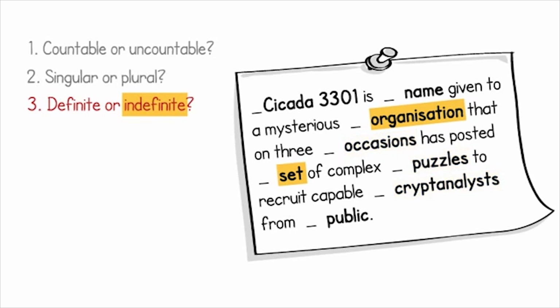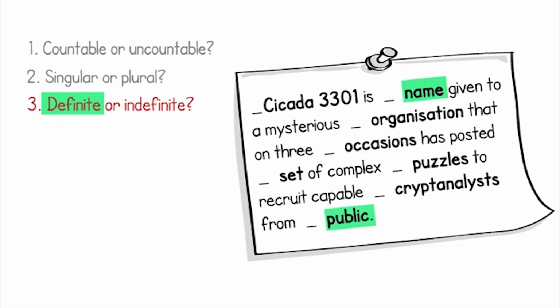Singular indefinite nouns, organisation and set, take the indefinite articles a and an. Plural indefinite nouns, puzzles, occasions, and cryptanalysts do not take any article. There are two definite nouns, name and public.